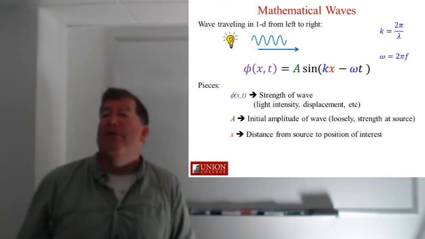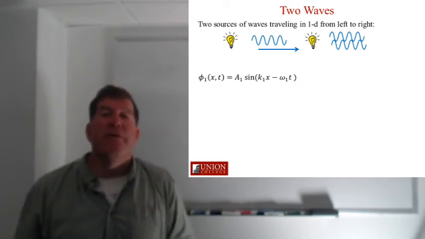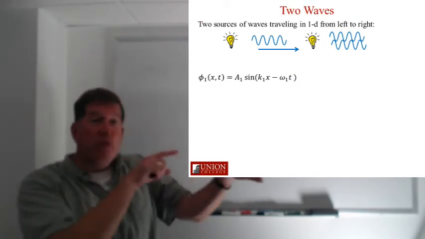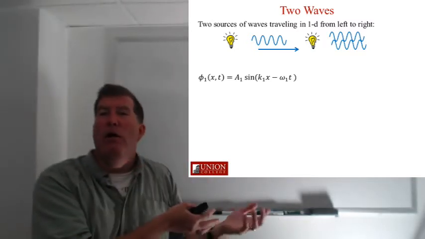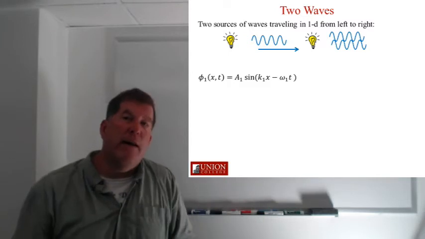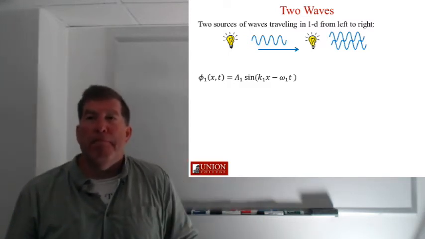Now I want to ask what happens if I have not one source of waves, but two, right? I'm going to add together two different waves. So both of these waves are going to be sine waves traveling left to right. And so I have phi1 from the first light bulb that's a sine of kx minus omega t. And I need to know, what is the second one going to look like?